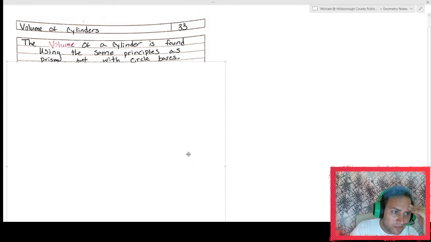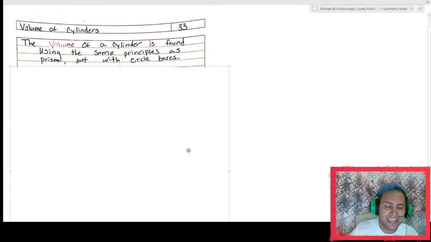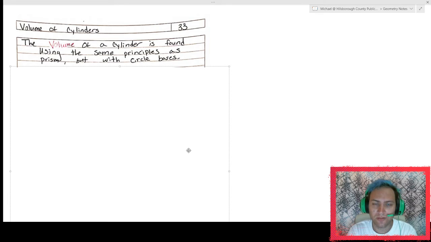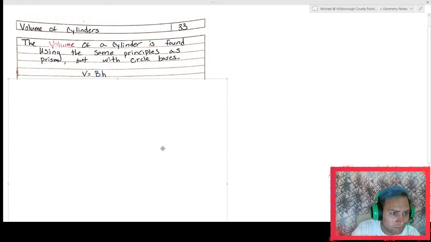Okay, so the volume of a cylinder is found basically using the exact same ideas, same principles as what we did for a prism. The only difference being that instead of finding the area of a base using one of our area formulas, you're just going to use the area of a circle every single time, because it's always a circle as the base, right? That doesn't change. And with that, we use the same formula.